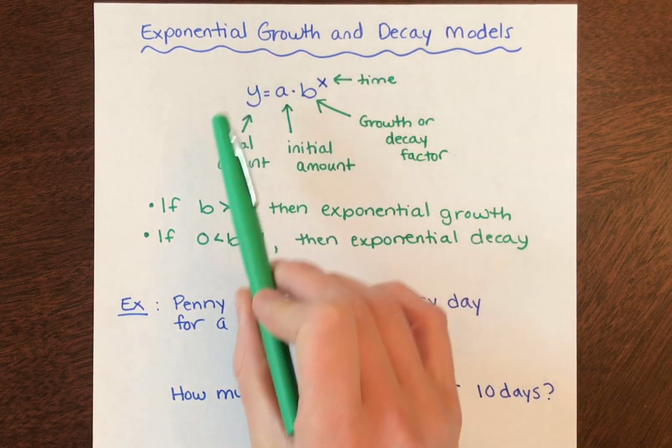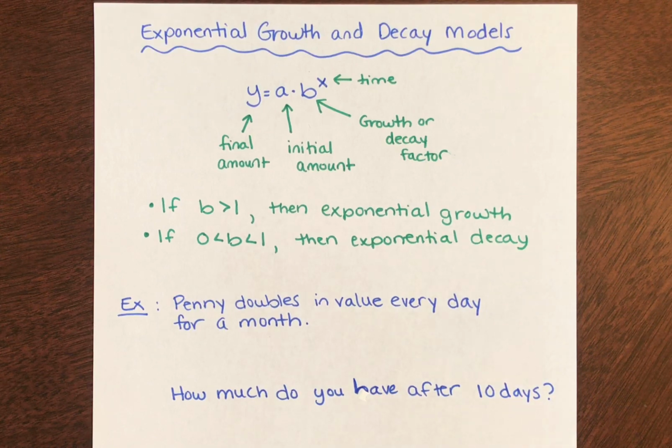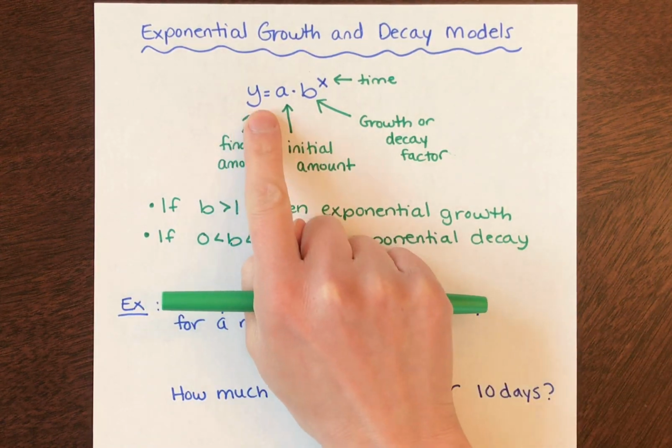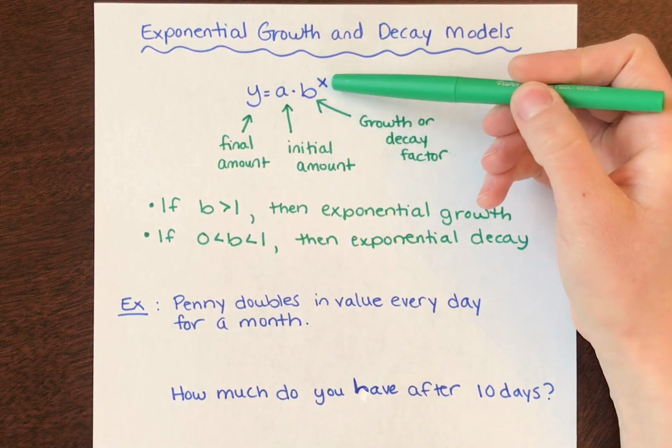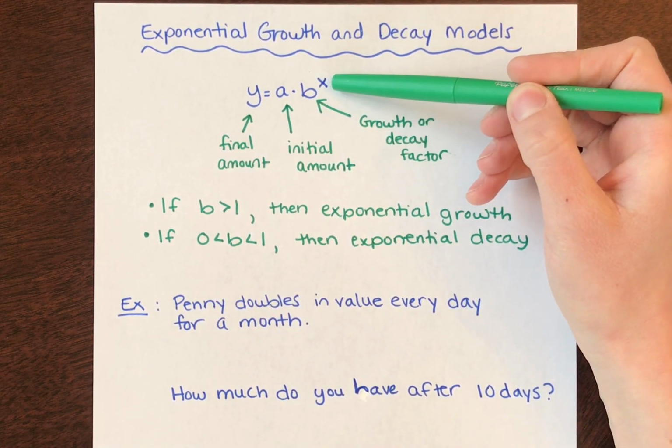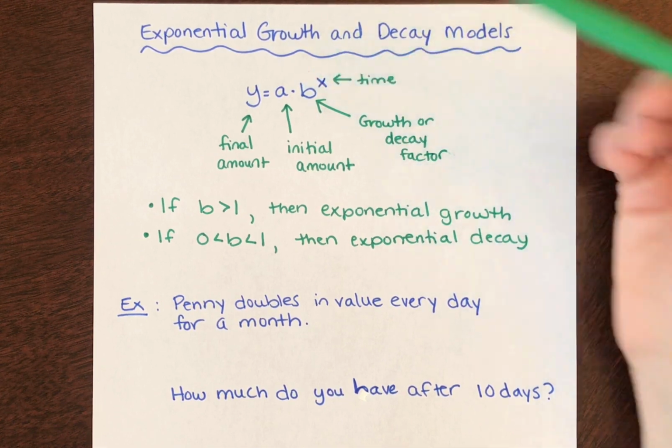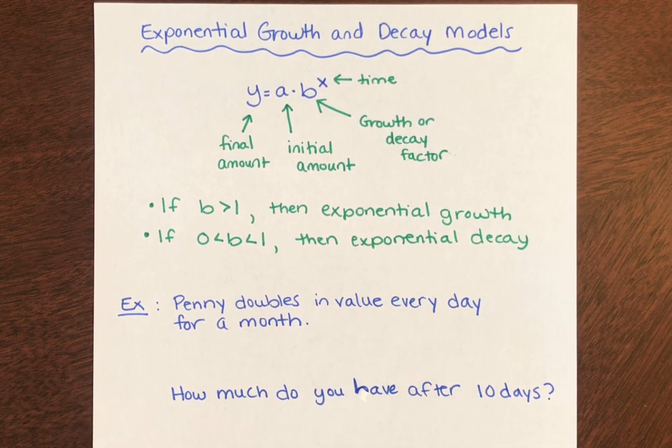So here is your exponential growth and decay equation. Y equals A times B to the x power. So what you can see is that what's different about these equations that we've done before is our x is now in the exponent of your equation.